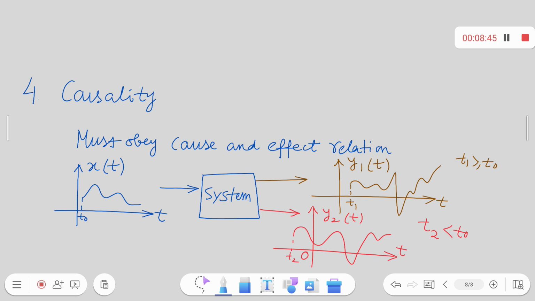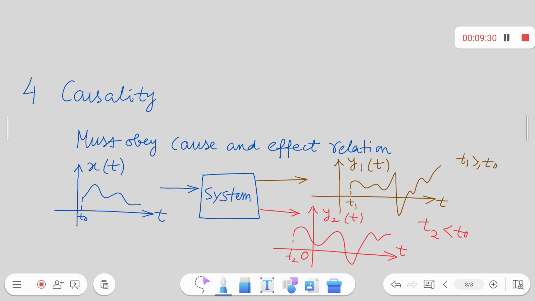So either the system is causal or the system is non-causal. If the system obeys a cause and effect relationship, then we call the system a causal system. And any practical system is a causal system, because if you want to realize any system practically, a practically feasible system is always causal, because it must obey the cause and effect relation. If not, hypothetically I can assume there could have been some systems, but these are not physically realizable. Then these systems are known as non-causal systems. And there is a certain difference between the non-causal system and the anti-causal system.